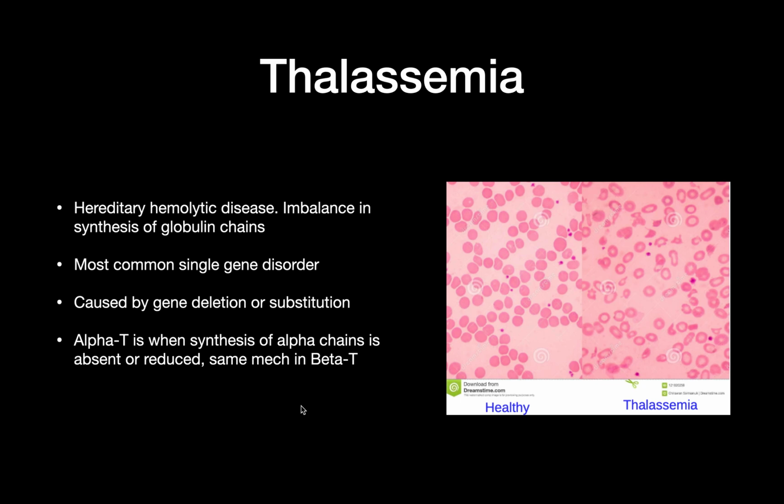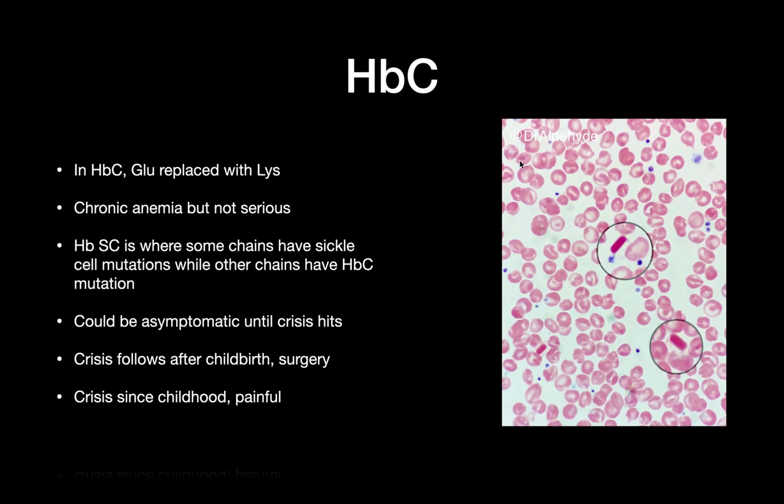There is another disease called hemoglobin SC disease. In hemoglobin SC disease, some of the beta globulin chains have the sickle cell mutation, while the others have the mutation found in HBC, or HBC trait. The hemoglobin levels tend to be higher in HBSC disease than sickle cell disease, and may even be in the normal range, but they generally remain fairly healthy and undiagnosed unless they have a crisis. And these patients can live a decently long life.